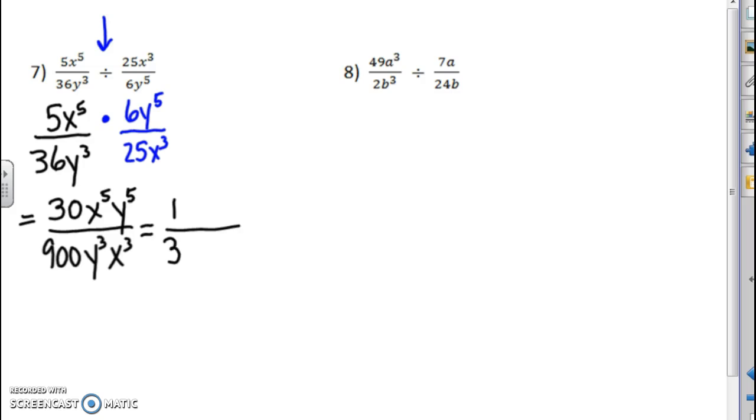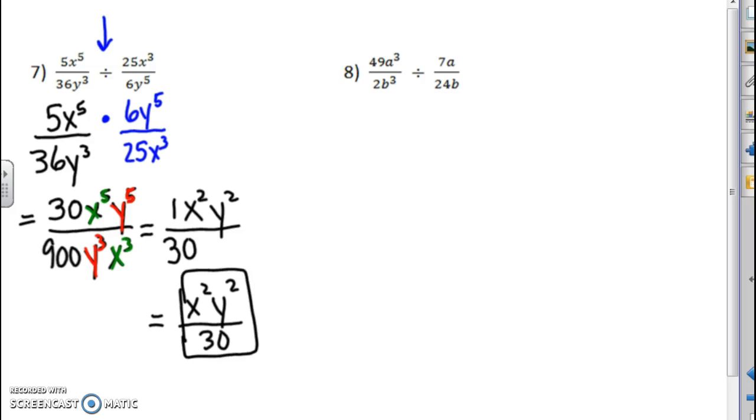So we can put the 1 here, but remember we may or may not need it. And then you're going to do your top heavy, bottom heavy, and even Steven. So when it comes to the x's, you want to make sure you compare x's to one another. So the x's in this case are top heavy, so you would put an x to the 2nd on top. And then your y's in this situation, very similarly, you have a y to the 5th in your numerator, y to the 3rd in your denominator. So that's top heavy by 2 there as well. So if we write it without that 1, then this would be our final answer: x squared, y squared, all divided by 30.